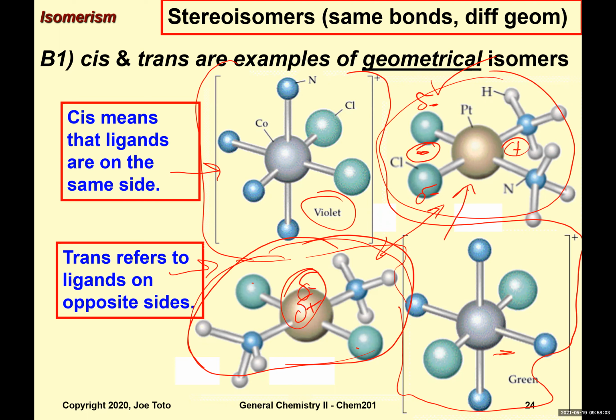Another property of cisplatin is that it can be used in medicine for cancer. They've used this drug. It was one of the first drugs I think ever used to fight cancer, where this isomer is not used. All right. Any questions on the geometrical isomers of cis trans?